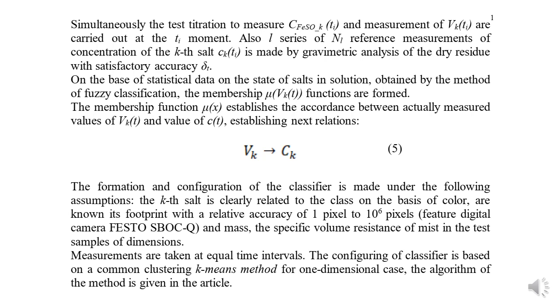Number 5. The formation and configuration of the classifier is made under the following assumptions. The cave salt is clearly related to the class on the basis of color. Its footprint is known with a relative accuracy of 1 pixel to 1 million pixels. Future digital camera fast bulb and mass, the specific volume resistance of mist in the test samples of dimensions. Measurements are taken at equal time intervals.